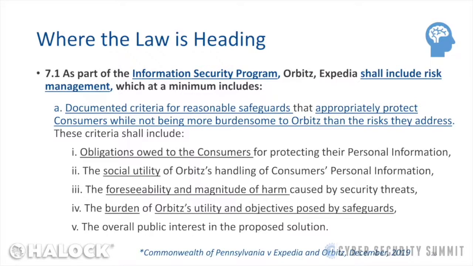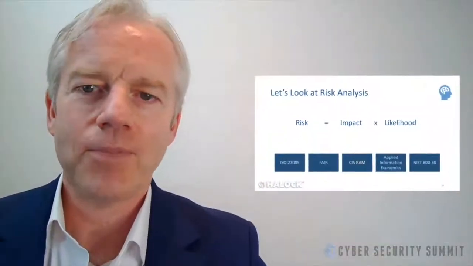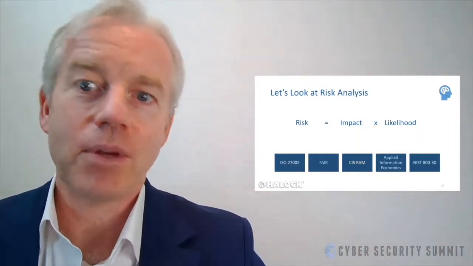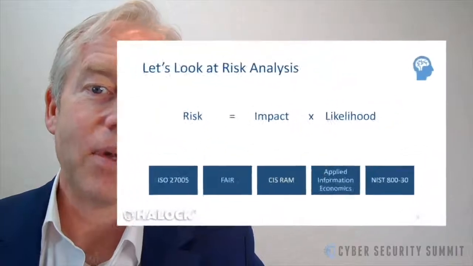They're going to look at obligations owed to consumers, the social utility or the mission of the risky behavior to begin with. Is it worth it? The foreseeability and magnitude of harm, the burden of controls against Orbitz's utility and the objectives posed by the safeguards. What are they really trying to say here? They're saying you're going to do a risk assessment and you're going to think about the kinds of harm that could come to you and to others, and you're going to make sure they're in balance.